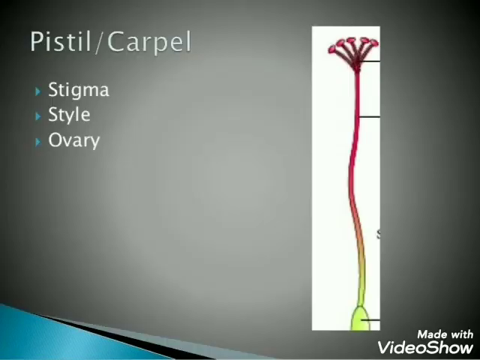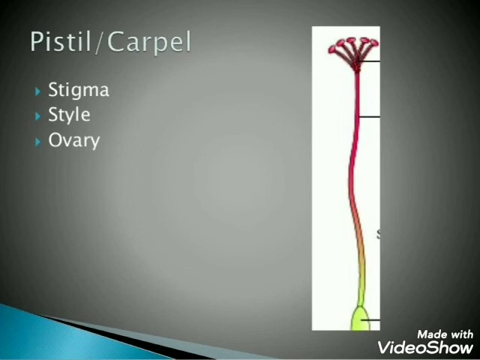Now we will study the female reproductive unit that is known as pistil. A pistil has the following 3 major parts: stigma, style and ovary. Stigma is responsible for receiving the pollen grain. It has a sticky surface and pollen grain gets stuck to it during the process of pollination.